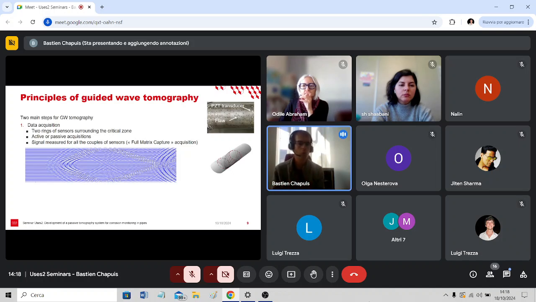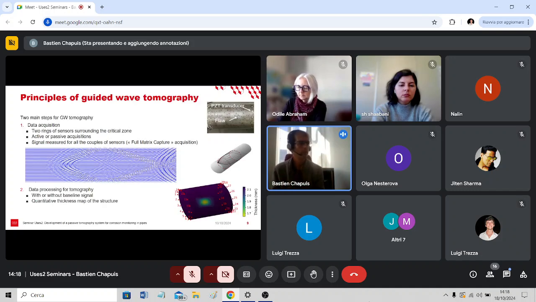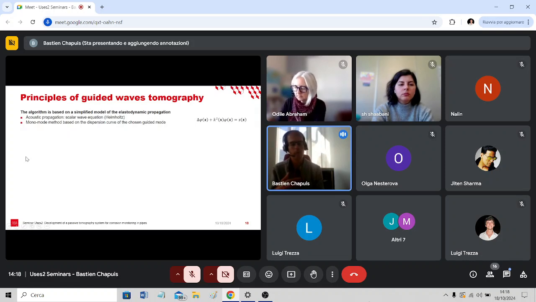So we have a lot of signals, and then the second step is to process the data, and the process gives us a quantitative thickness map of the structure. So we convert the information that are here in terms of time of flight, phase, etc., into a thickness map. And it is a quantitative thickness, so it's an absolute value here in millimeters for the full zone between the two transducers. For that, there are different algorithms that can be used to make this inversion.